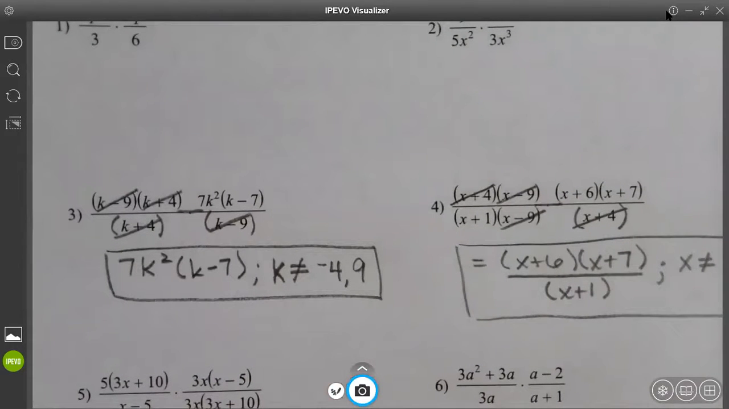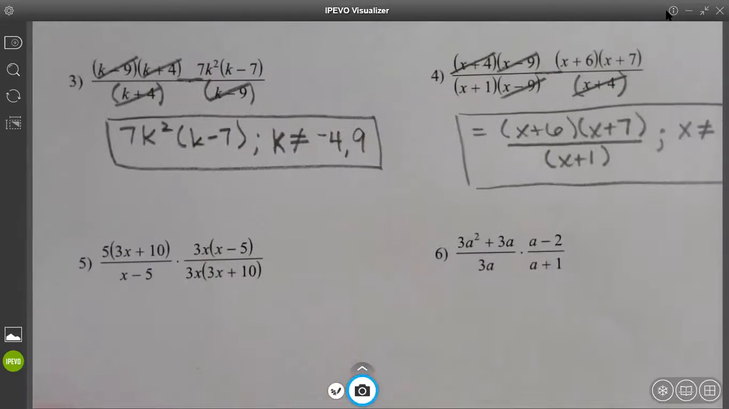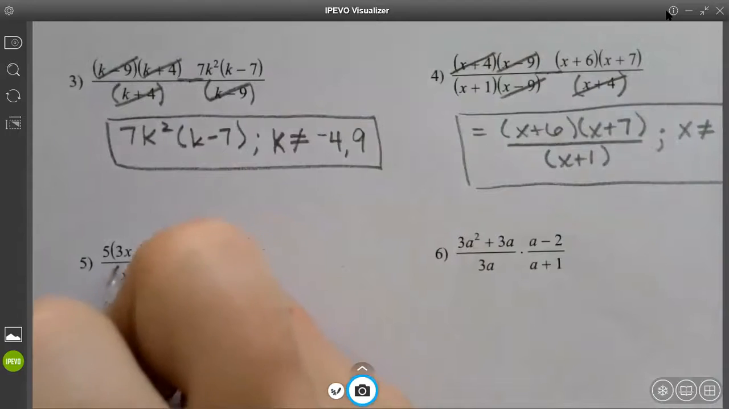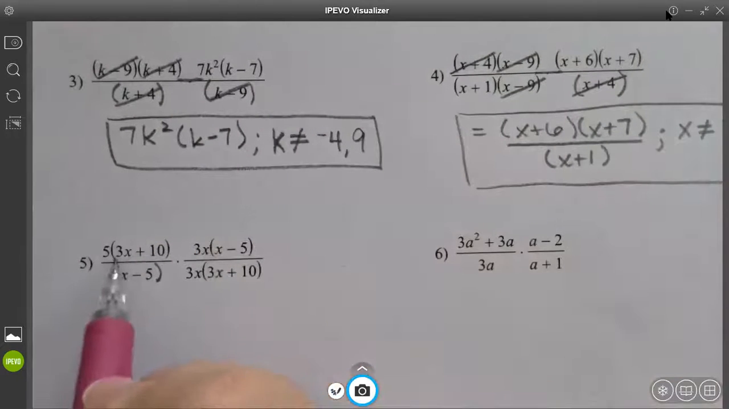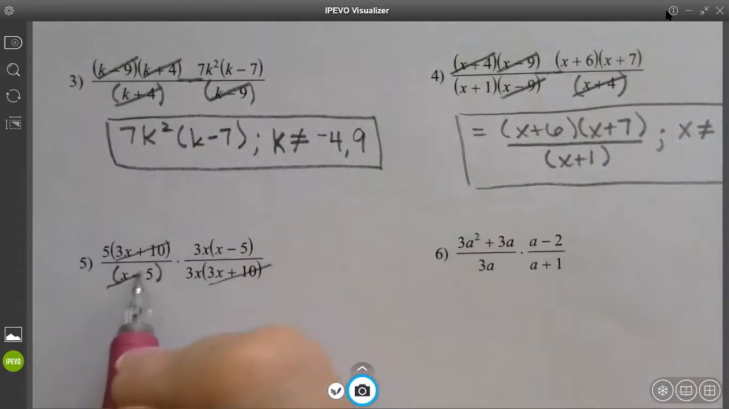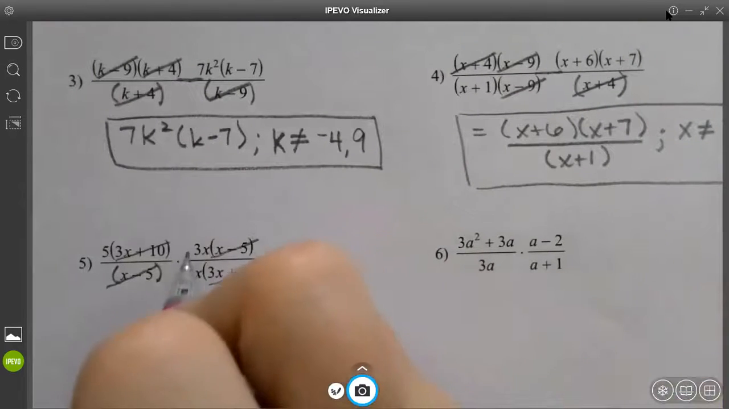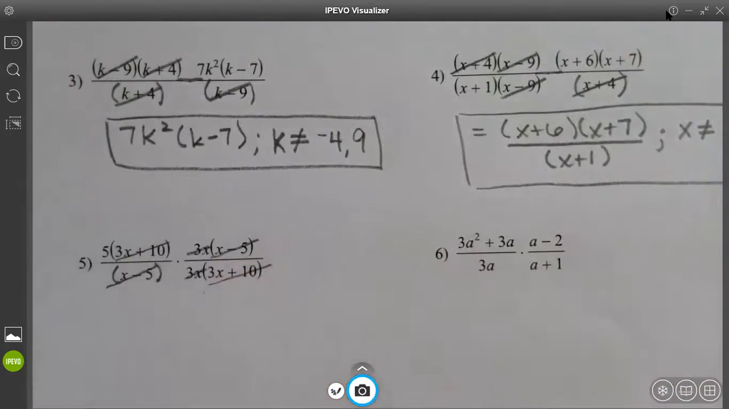I'm going to go ahead and do number 5, and then I'll go back to number 1. Again, number 5 is already factored. So anything the same on the top and the bottom, we can mark out. So we have 3x plus 10. We have x minus 5. And then if you look, there's a 3x and a 3x. So we can mark those out. The only thing that I did not mark out was the 5, but there's lots of discontinuities.